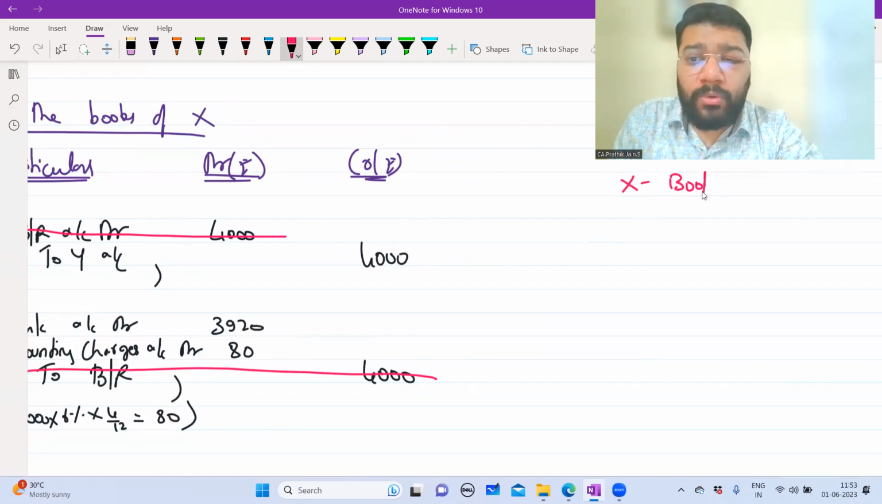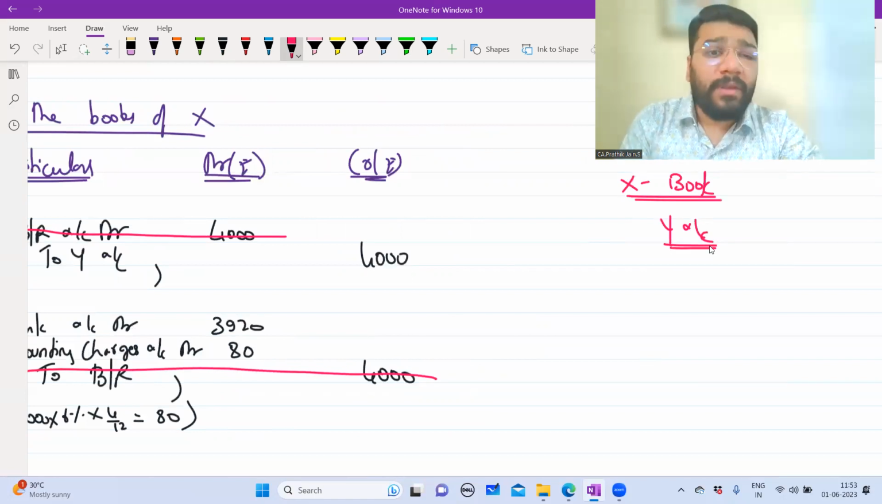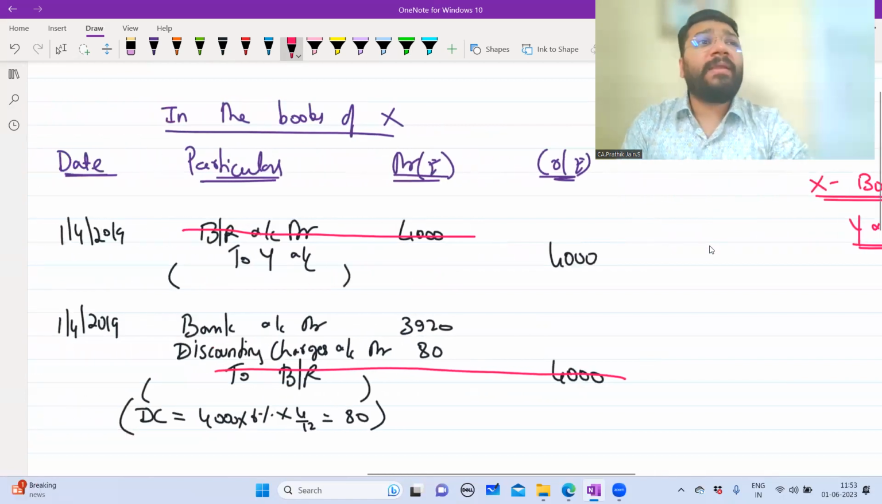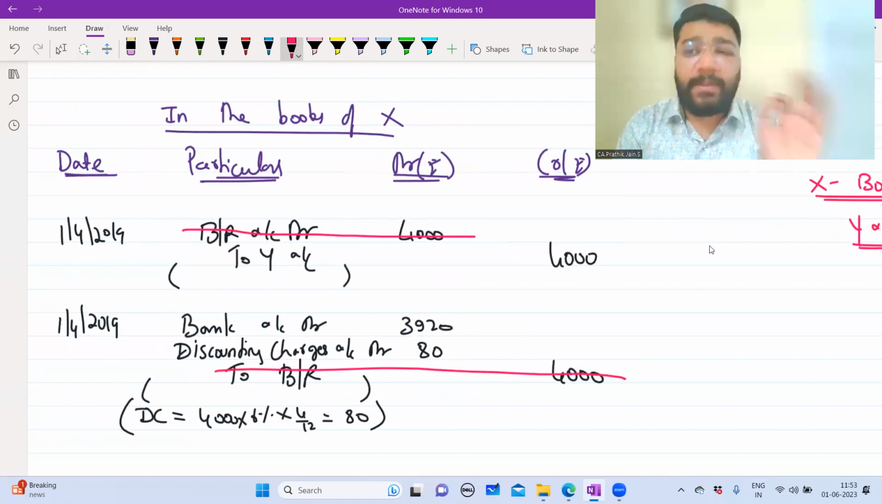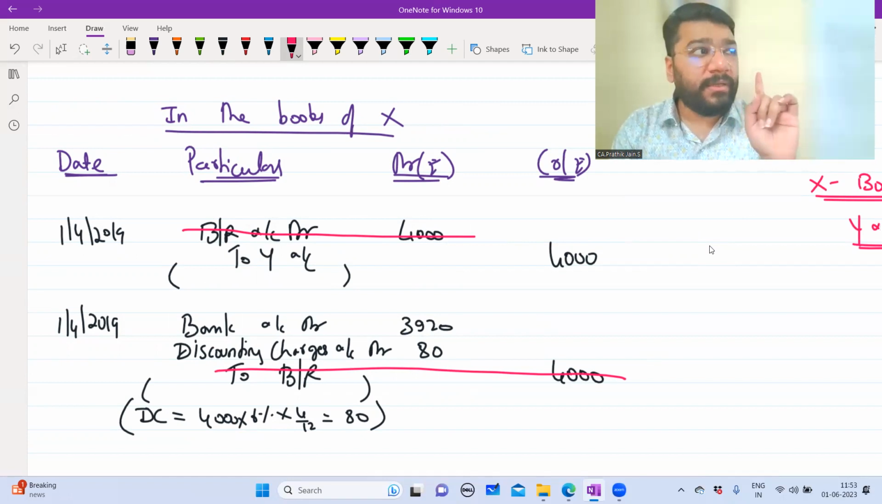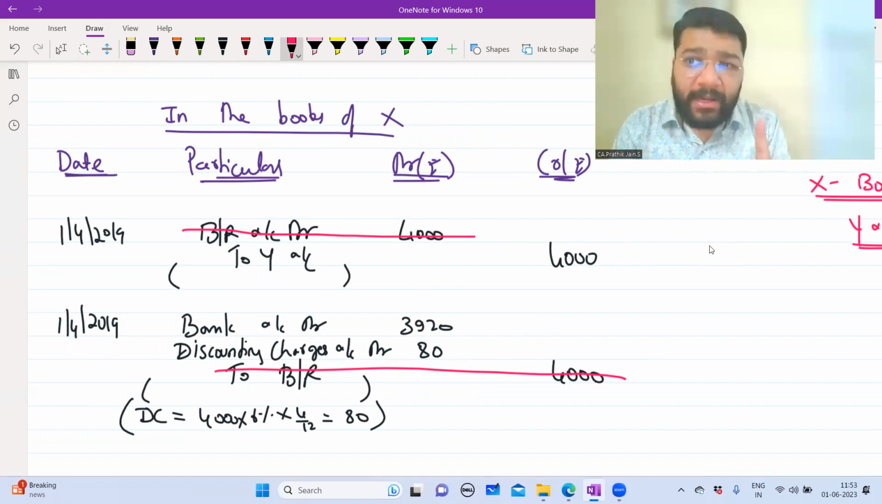In the books of X, what are we preparing? Y account. Here, guys, I'm going to prepare Y's ledger, but not in the T-shape format, in the statement format. Why am I preparing this? To have a control. How control? You'll understand when I complete this question.